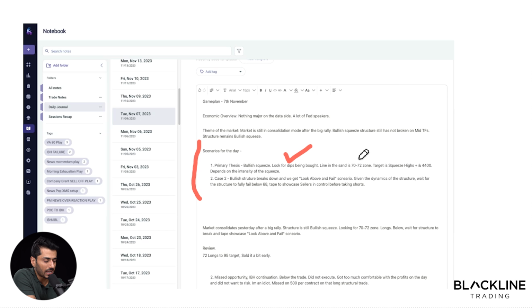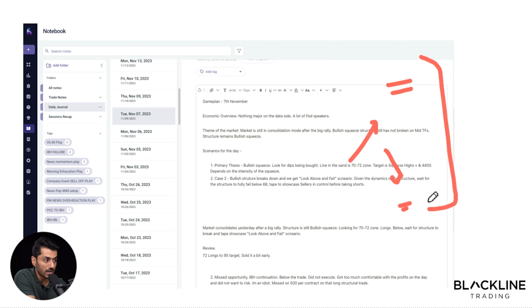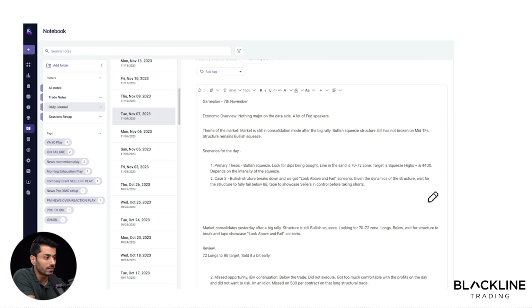Is there a possibility that bulls take over? In case the bulls take over, this is my target. In case the bears take over, this is my target, right? So every single day I have a solid game plan before the session opens. I have all the scenarios laid out in my notepad and basically have a perfect game plan, right?